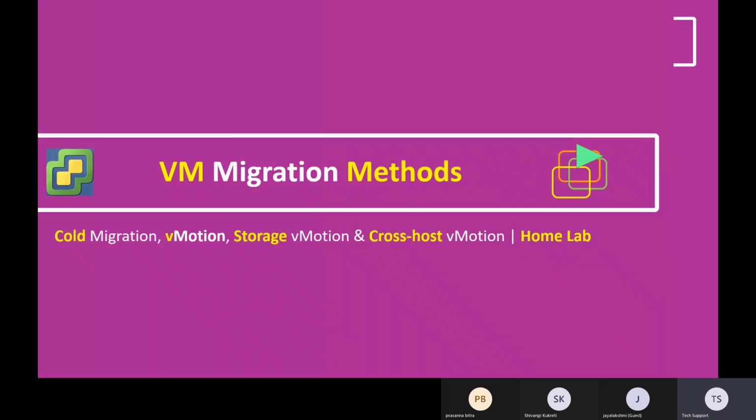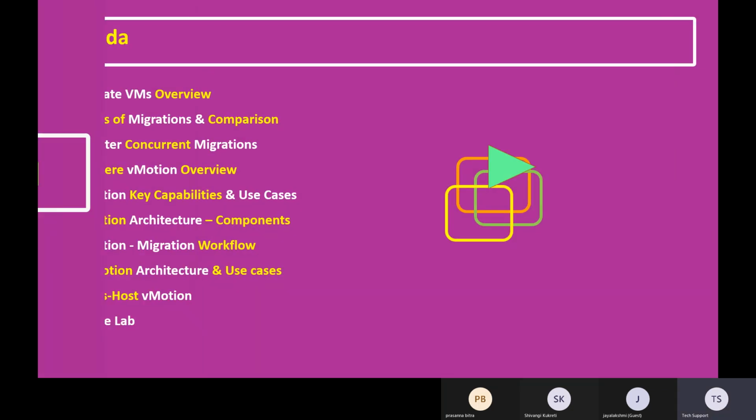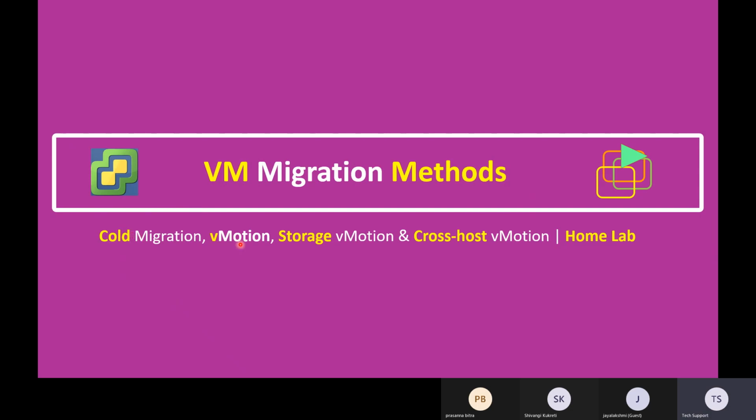Today, we covered the migration features. See, cold migration we discussed, vMotion we discussed, storage vMotion, cross-host vMotion. Okay, and we also observed the lab and cross vCenter and all. If you want to test in your home lab, you can try. You can try to configure two vCenters, configure vCenter linked mode, and try to do the vMotion. The concept is the same.